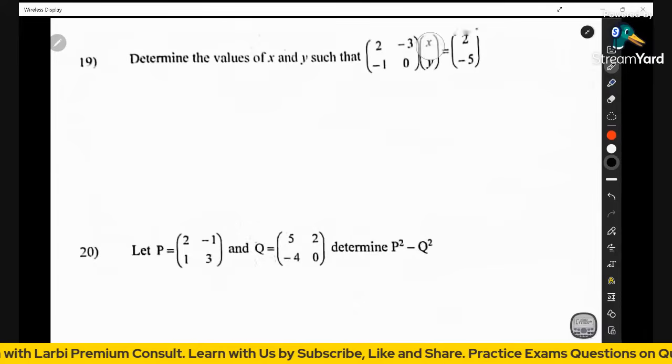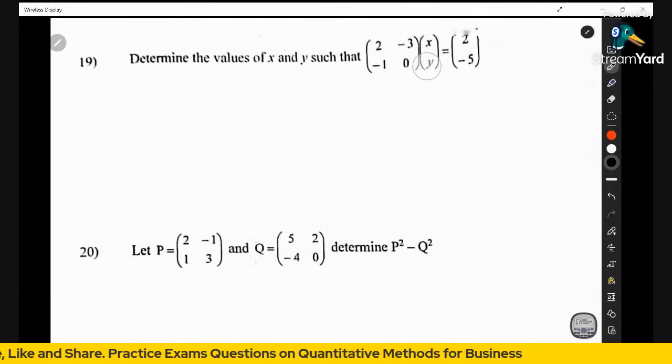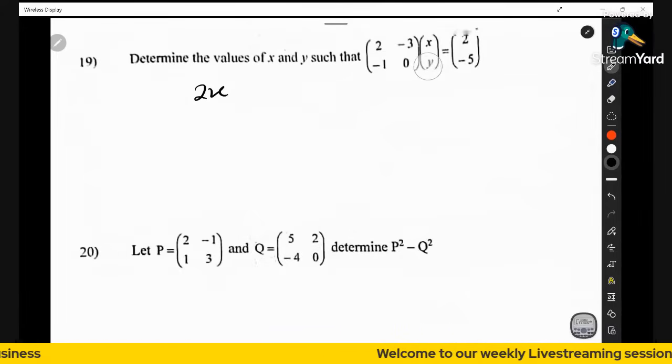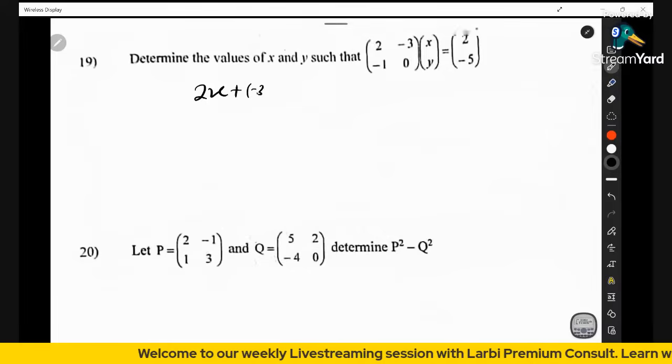So 2 will multiply the x, then negative 3 will multiply y. Then after that, we come and do the same here. Negative 1 multiplying x, 0 multiplying y. So this is what we're going to do. We say that 2 multiplying x, we are getting 2x. Then we'll say plus, and then negative 3 multiplying y, we are getting plus negative 3y.